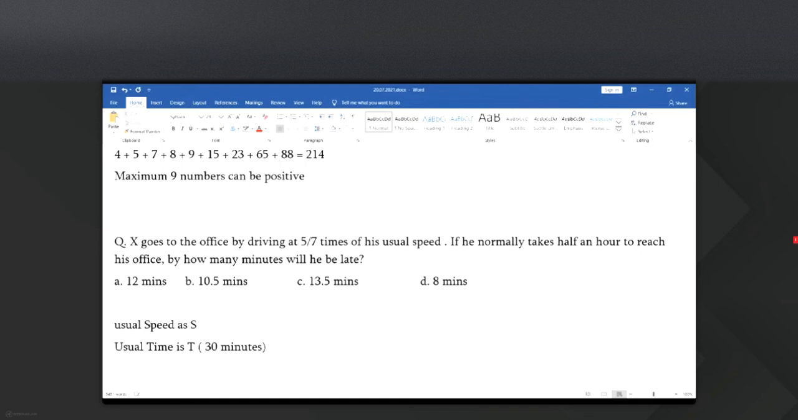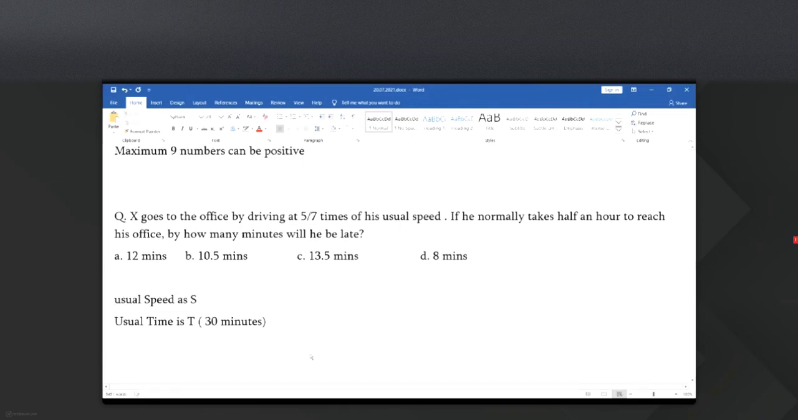This is given. Now, what happens is his speed, which is usual speed S, becomes 5 by 7th of S. So his speed becomes 5S by 7. If he normally takes half an hour to reach his office, by how many minutes will he be late? So that is the question.